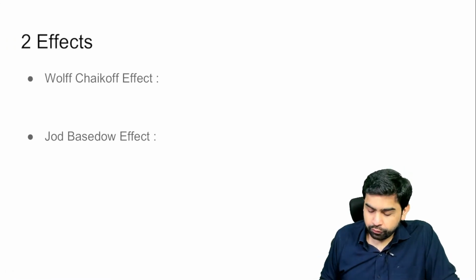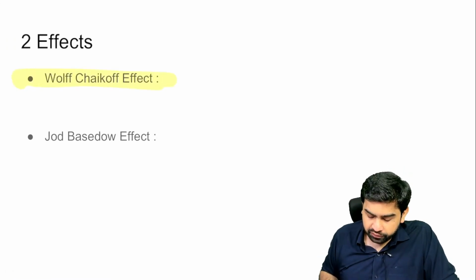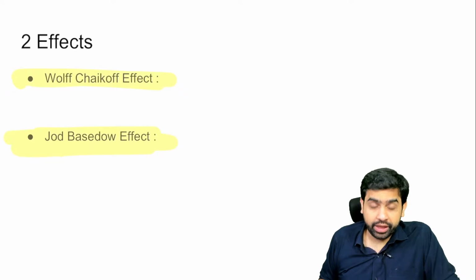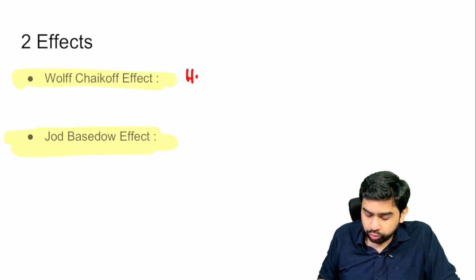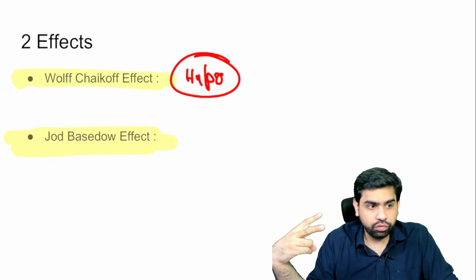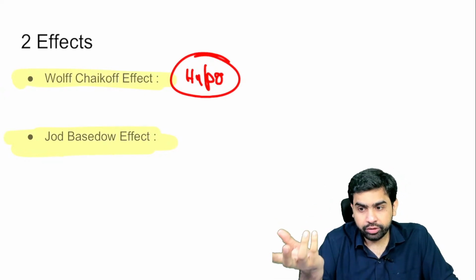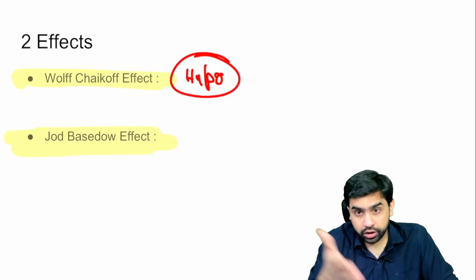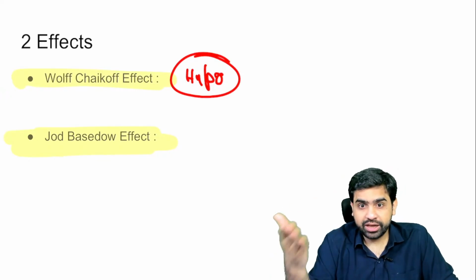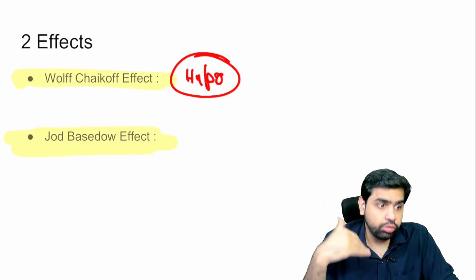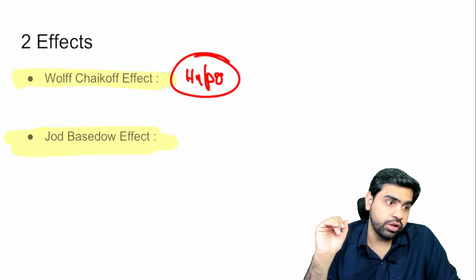Then we have two effects. One is called the Wolff-Chaikoff effect and the other the Jod-Basedow effect. One is iodine-induced hyperthyroidism and the other is iodine-induced hypothyroidism. What is what? The Wolff-Chaikoff effect is iodine-induced hypothyroidism. I still remember it as Wolff cutoff. Do you understand my point? So Wolff-Chaikoff is basically Wolff cutoff, which leads to iodine-induced hypothyroidism. Jod-Basedow is iodine-induced hyperthyroidism. I hope you have understood these points, guys.